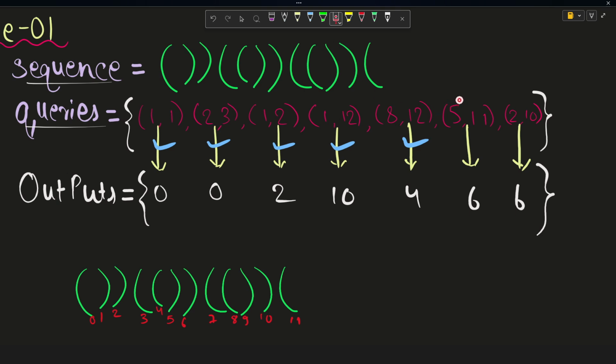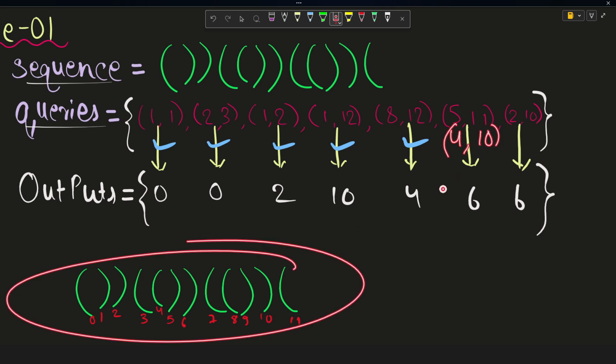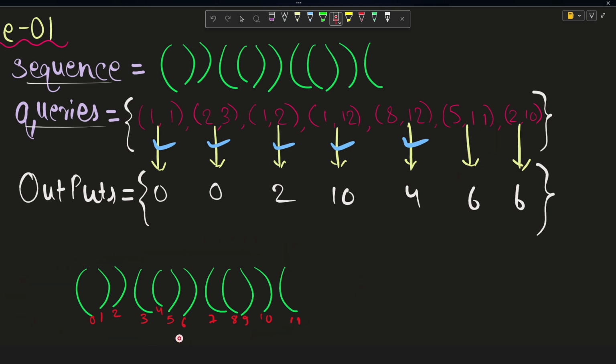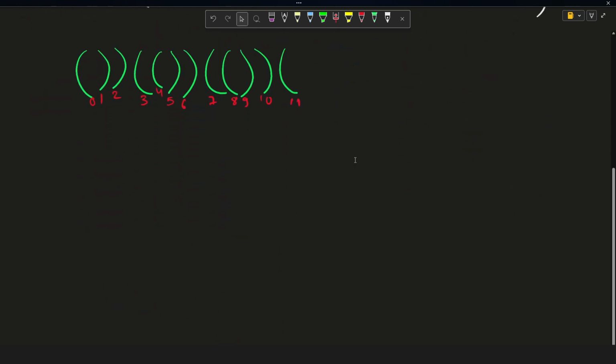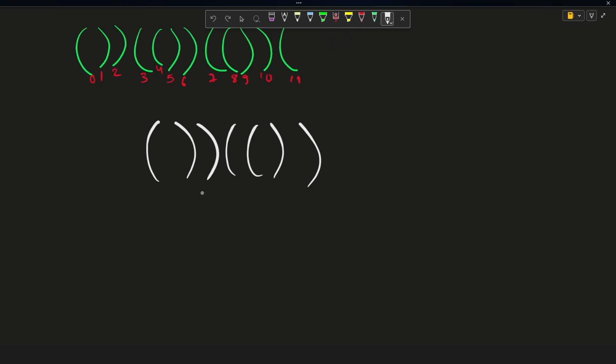Now let us move forward. So this is my next query, that is from 5 to 11, that is from 4th index to 10th index in our string. 4th index to 10th index, that is this part, right? So if I now try to draw this part separately, then it would look something like this only, right? So this would be my 4th index and this would be my 10th index.